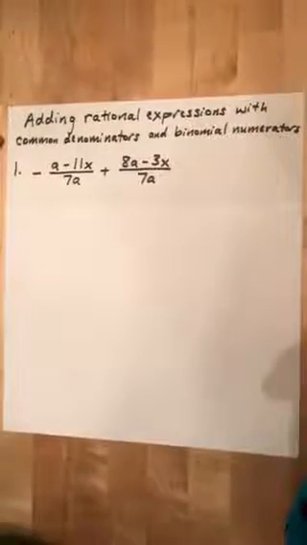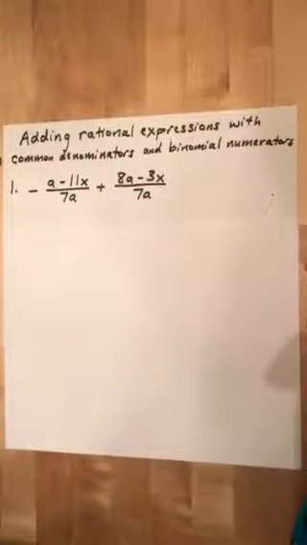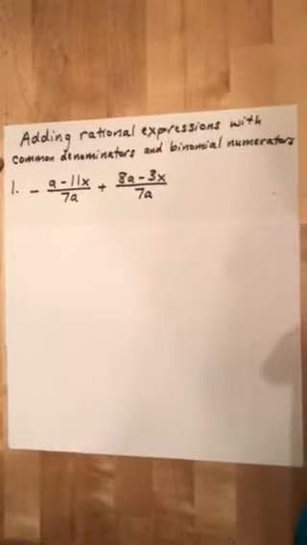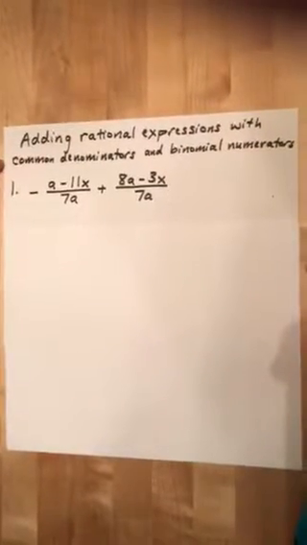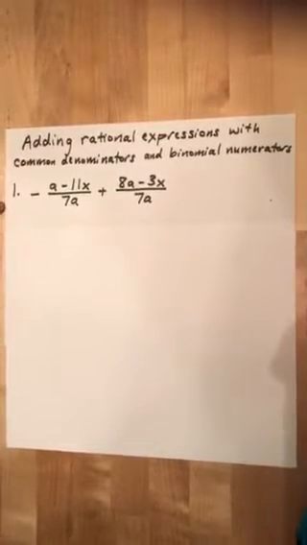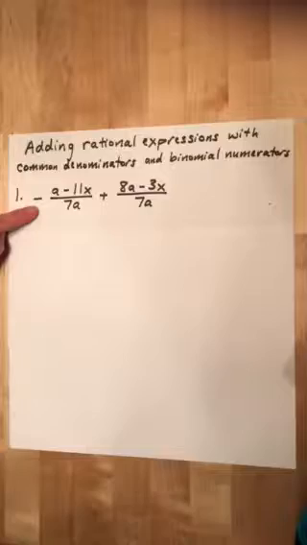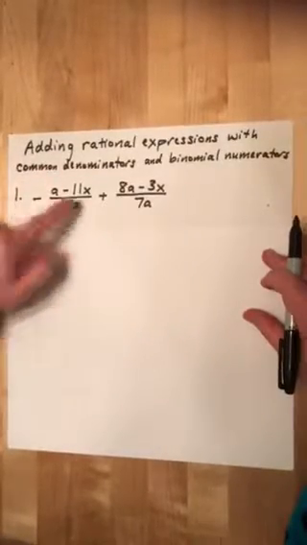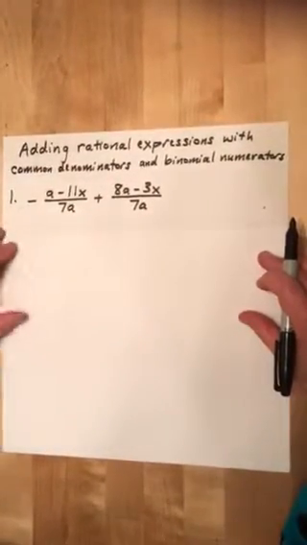Welcome to Adding Rational Expressions with Common Denominators and Binomial Numerators. This is a topic from Quiz 1 of Math 97. Let's look at our first example. We have a negative sign in front of a fraction plus another fraction.